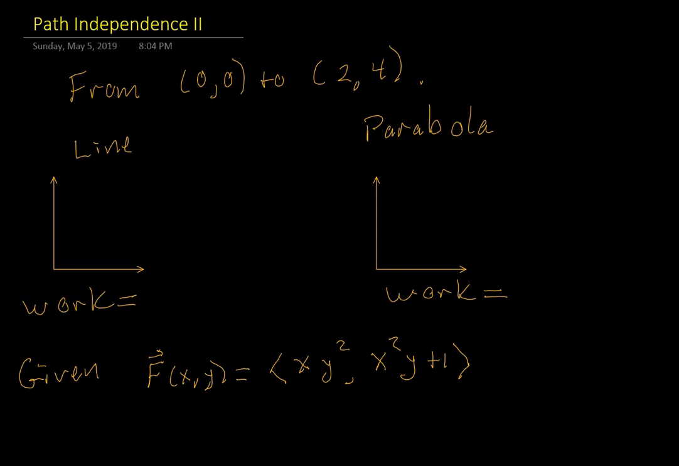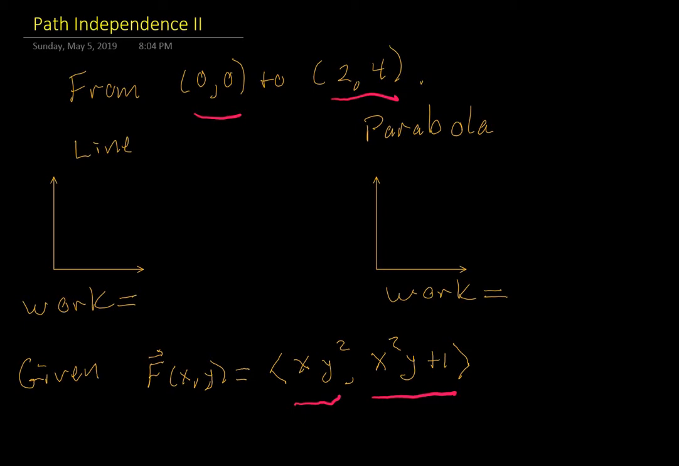Continuing from our last video segment, we were investigating the work done by a vector field given here, ⟨xy², x²y + 1⟩, and the work done as we traveled from the point (0, 0) to (2, 4) on two different paths.